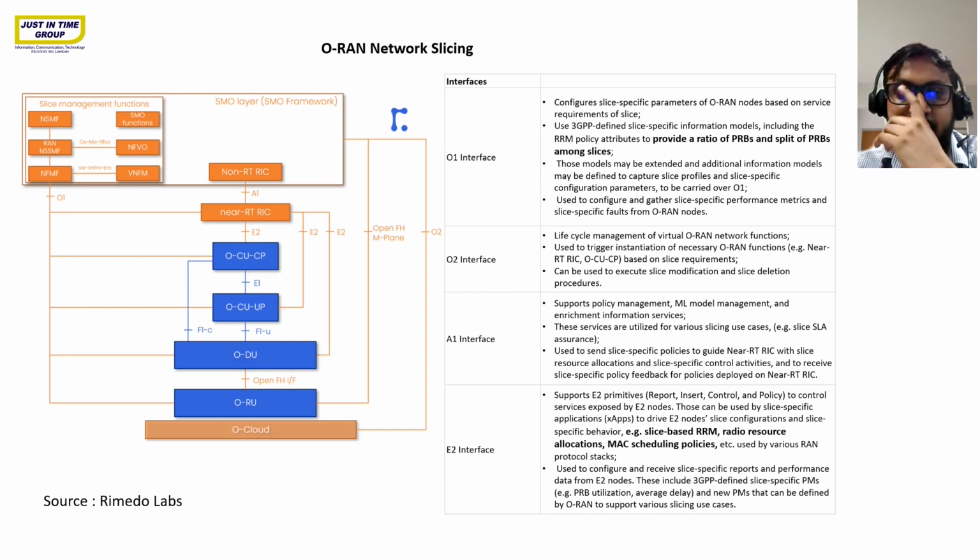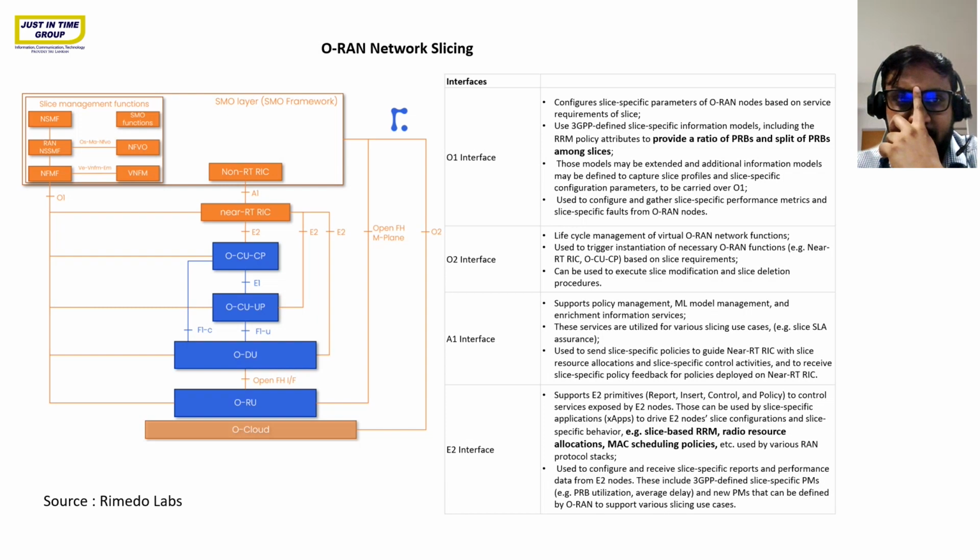This is a management interface that will connect with all those nodes, including the near real-time RIC. Typically what the O1 interface would do is allocate RRM policy attributes and also provision PRBs, physical resource blocks, and the split of PRBs among policies and all those things. That would happen through this O1 interface. And then the O2 interface is also very important. It would take care of ORAN functions, for example the near real-time RIC, and also how we can allocate user planes when we do network slicing.